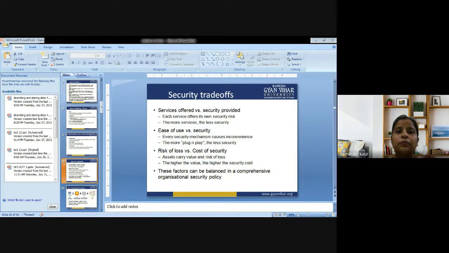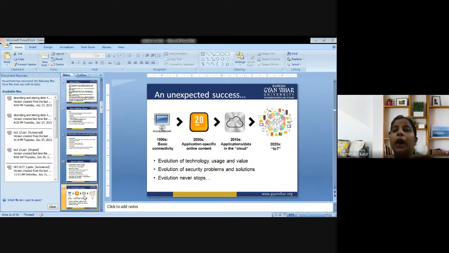Next question is an unexpected success. So this is the evolution of technology, usage and value. In addition, evolution of security problems and various solutions to various security problems. And evolution is ever developing.